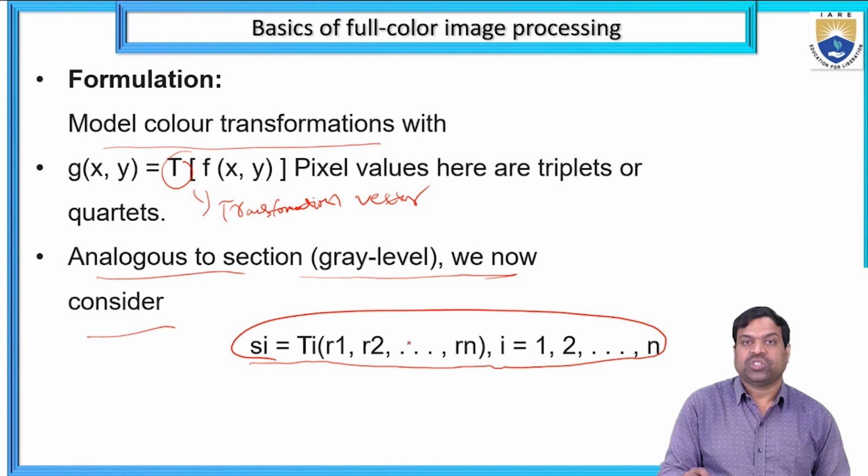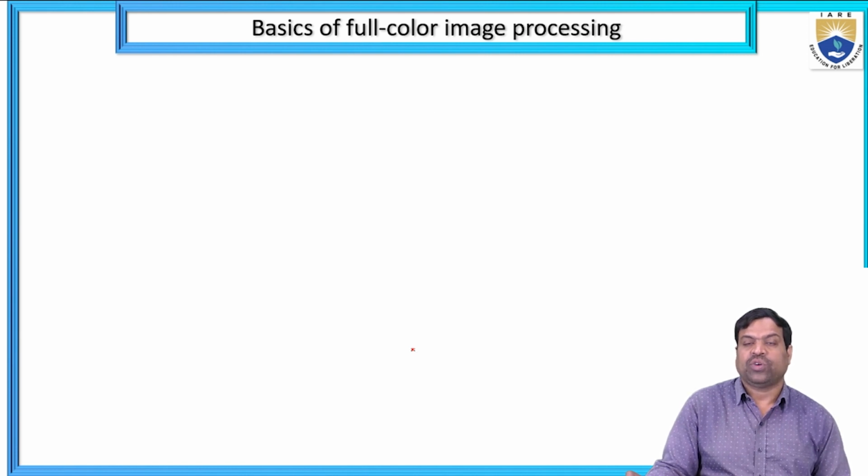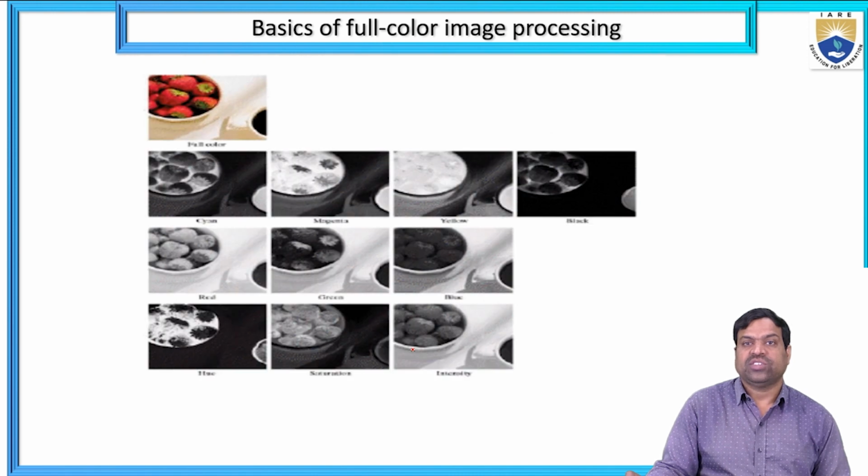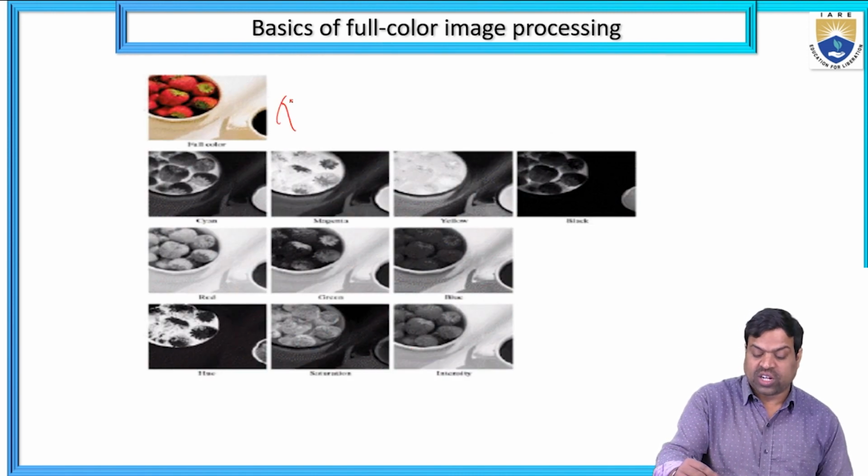It is a transformation vector g of x comma y equal to capital T of f of x comma y. These pixel values here are triplets or quartets, and analogous to the gray level section, we consider s_i equal to T_i of r1, r2, and so on up to rn, where i equals 1 to n. So here are some examples of an original color image.